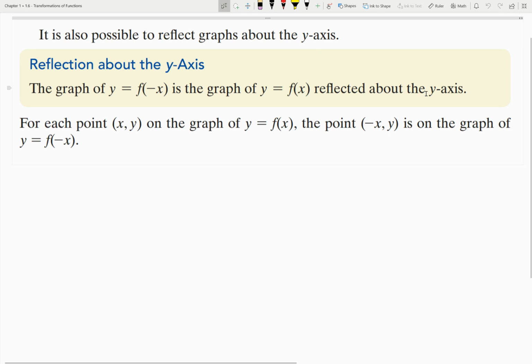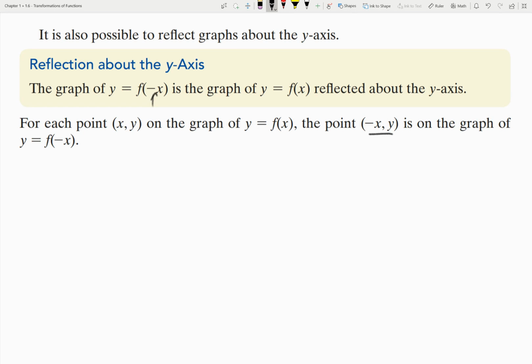It's also possible to reflect about the y-axis. Notice where the negative is this time. So now we have the negative on the inside of the function, on the input. Okay, this is a reflection about the y-axis. And so every point (x, y) is going to change to (negative x, y) on the graph. We're going to flip them side to side.